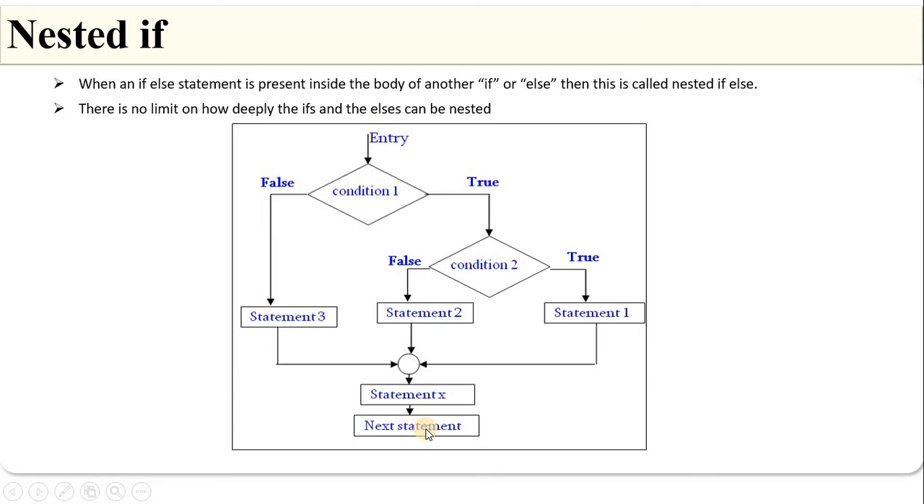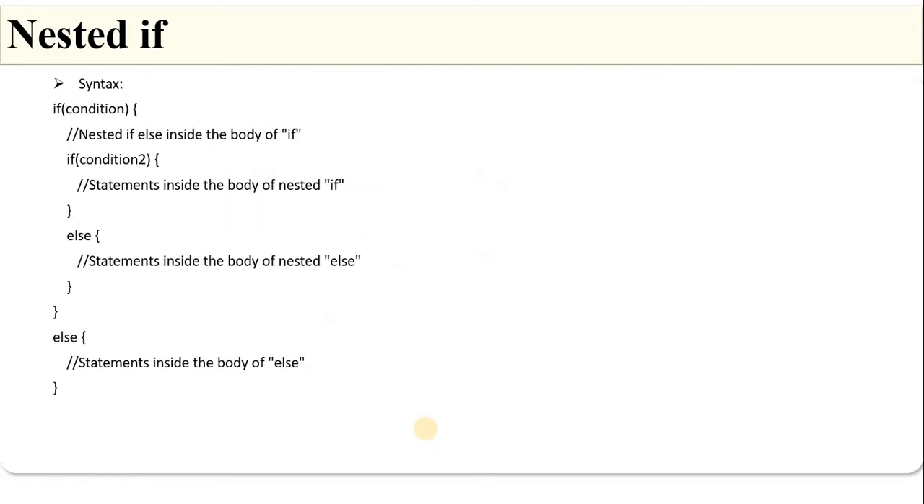So let us see in terms of code how it looks. So this is how it should look. There is an if statement and there is a condition. If this condition turns out to be true, then it will come inside this if block, and within that there is another if else block. If condition 2 is true, then it will enter inside this. If condition 2 is not true, then it will enter the else block of the inner if else.